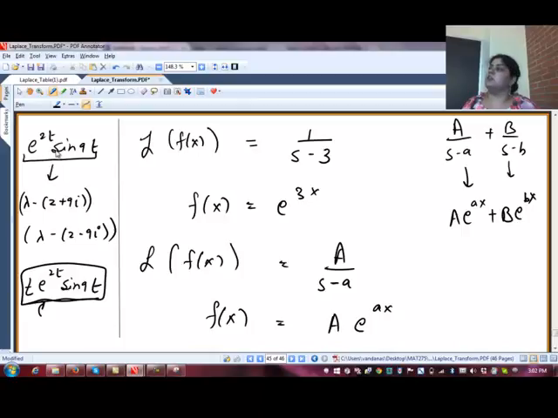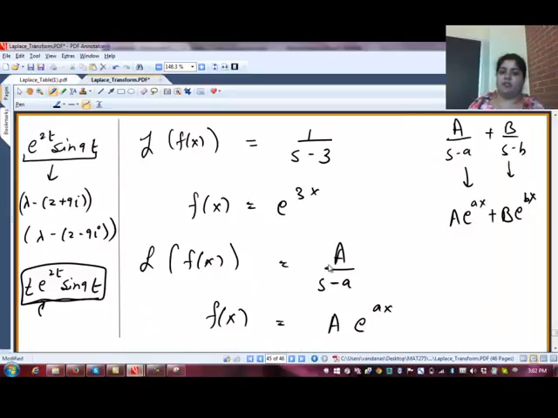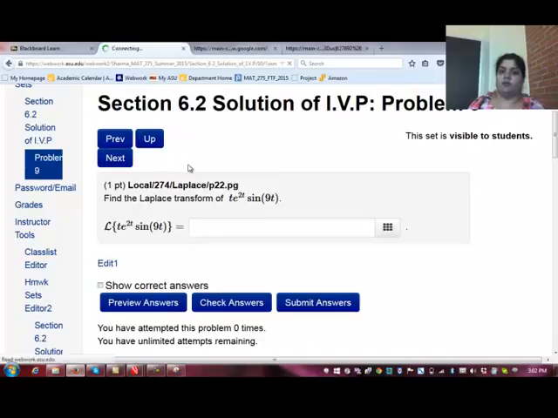Derivative of this function, that's what you have to make use of. Derivative of this function will help you to get the Laplace transform of this function. And don't go with creating a differential equation. Okay, so that was an idea there. Still not working it out completely for you.